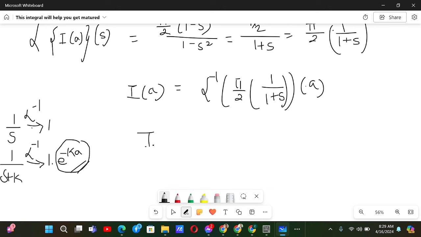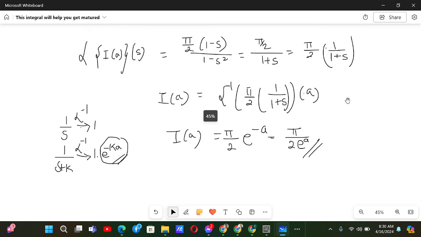So you get I of a is equal to, over here pi by 2 is a constant, can be taken out, and this will be e to the power minus k, k is just 1, so e to the power minus a. So this is the I of a that we have been looking for till now, pi by 2 e to the power minus a, and that solves the integral.